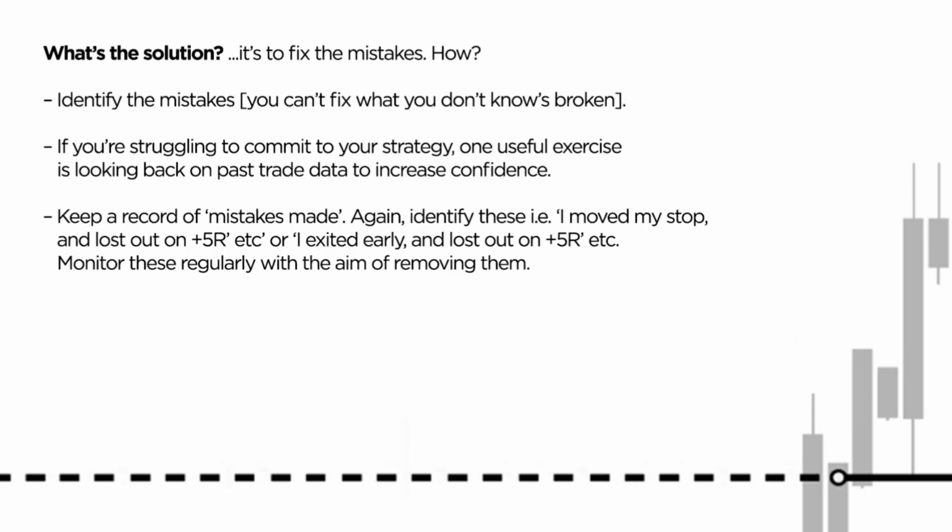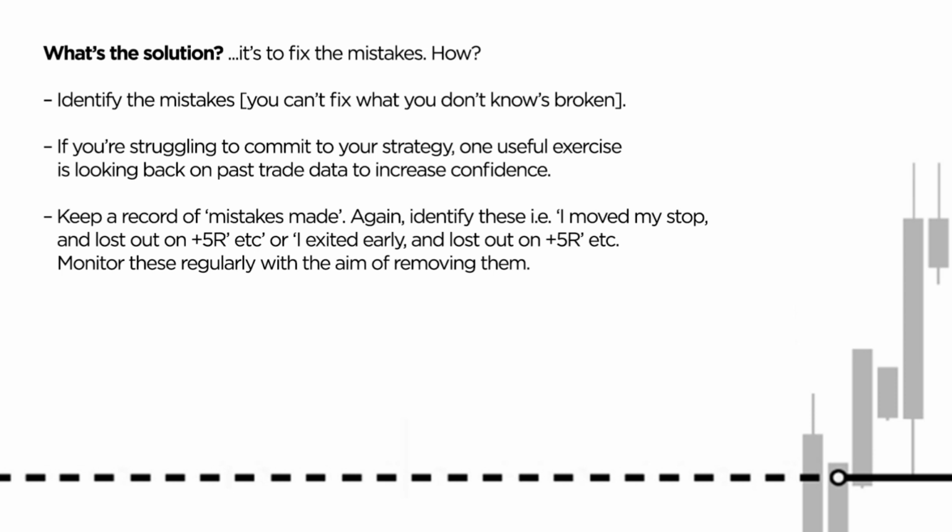Firstly, we need to start by actually identifying the mistakes. You can't fix what you don't know is broken, right? So ask yourself, are you making any of the mistakes that we've just covered? If you're struggling to commit to your strategy, one useful example is looking back on past trade data to increase confidence. So comb back through your past trade records, see the wins playing out, see the profitable trades coming through time and again, and trade with confidence, knowing more will follow just as they have through the past.